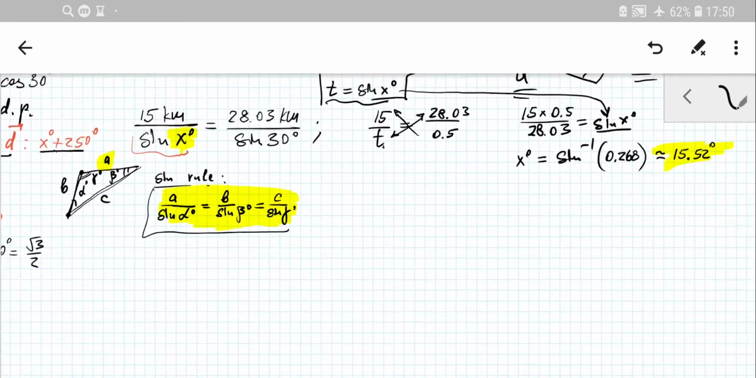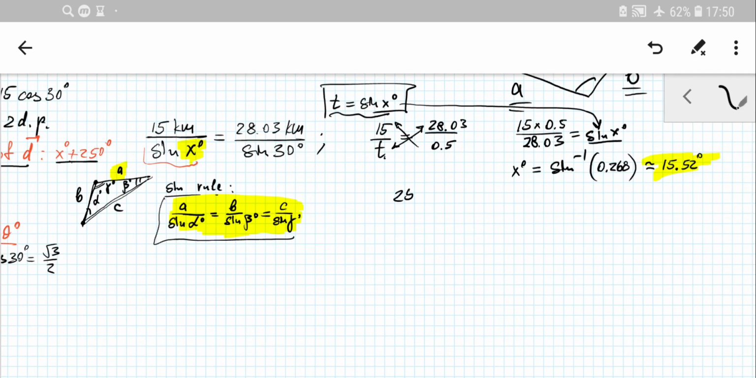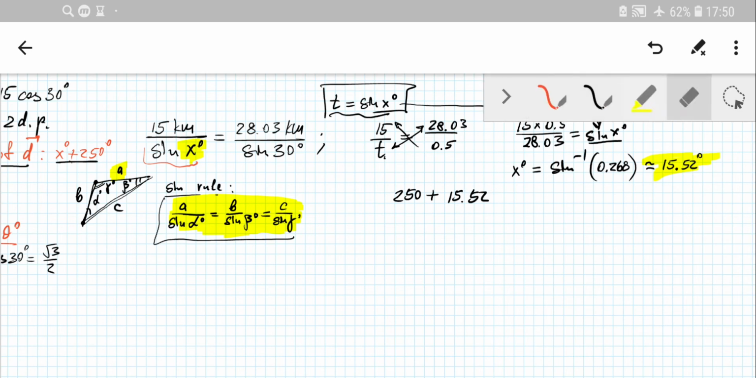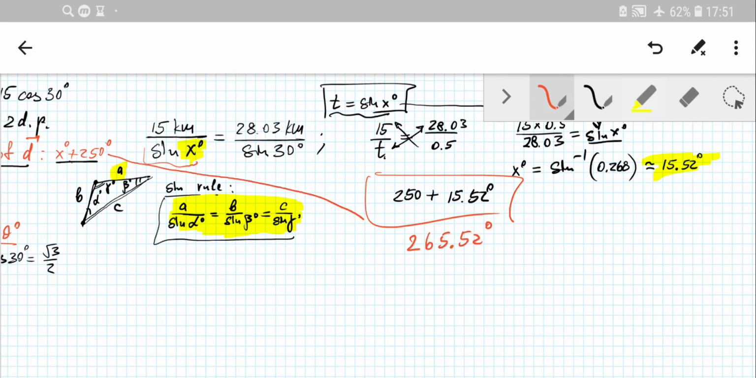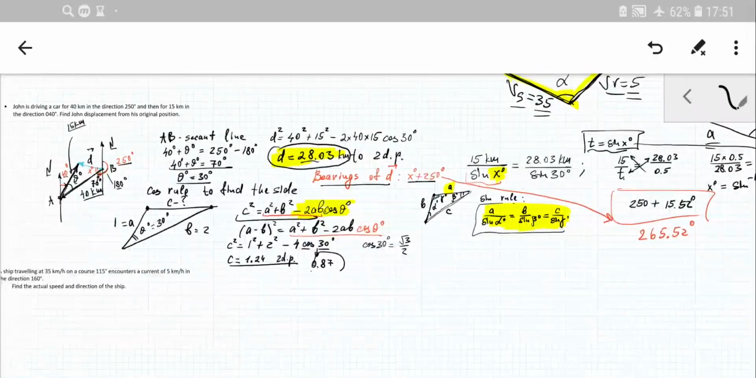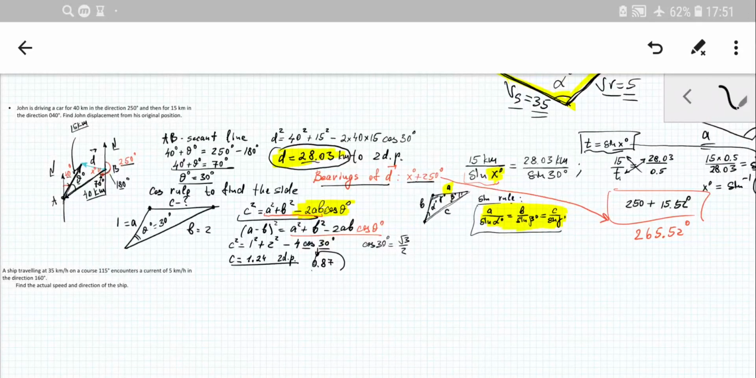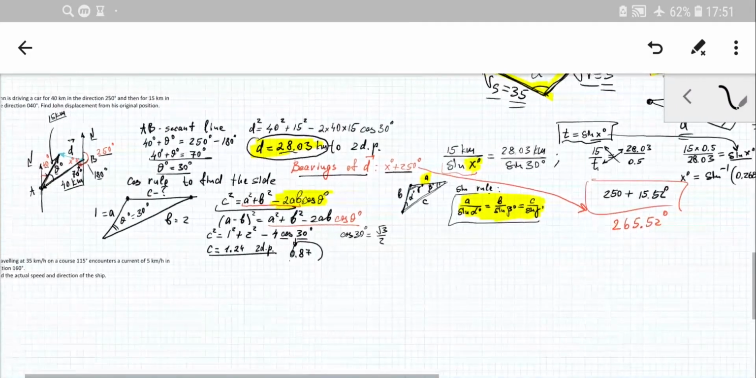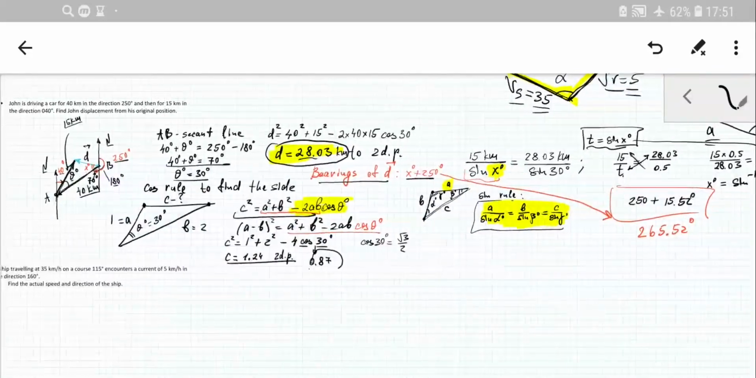So in total, we've got 250 and 15.52 degrees. That's the final bearing, which is 265.52 degrees. So even if it's not a right-angle triangle, you can use the sine rule, you can find the length of the displacement, and you can also find the final bearing of this vector relative to the north direction.